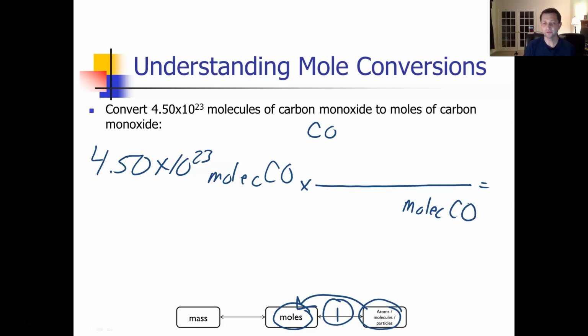And what you want to convert to goes on top. Well, we're doing one step. We're going right into moles. So I'm going to go moles of CO on top. Okay? So what goes next? Well, 1 always goes next to moles, whether it's on top or bottom, doesn't matter. We're working in terms of 1 mole here.